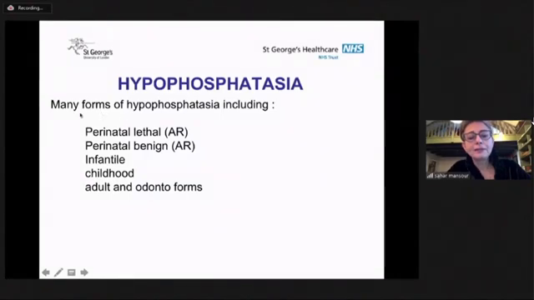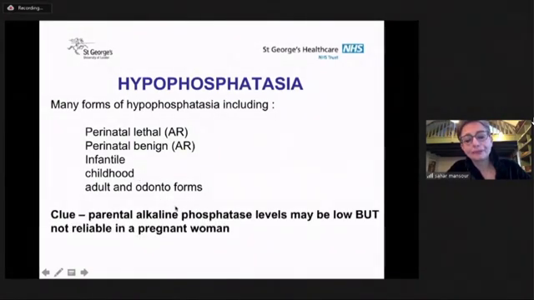There is a difference between the perinatal lethal ones that Aris showed earlier, where there is very little mineralization of any of the bones. You might just see one or two vertebral bodies. There is the perinatal benign, where the mineralization is actually normal looking, but it looks as though they have fractures. I'm not sure if they're real fractures or just angulation. You can have it presenting in the infant or the child or even adulthood, and some forms just affect the teeth. And the clue would be to measure the parental alkaline phosphatase levels, because it's usually inherited.